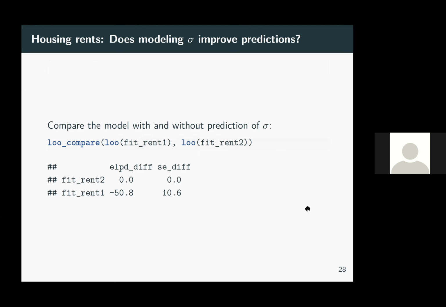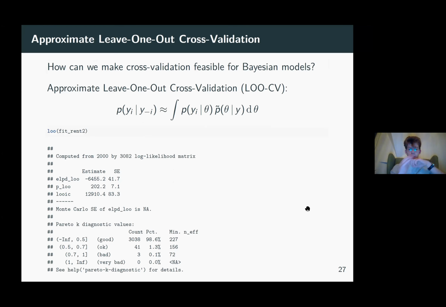From the chat again. Yes. How to interpret good and bad Pareto K diagnostics? So everything below 0.7 is fine. Everything above that is dangerous. So you should aim to have no Pareto Ks above 0.7. And if you have some, there are 3 options.